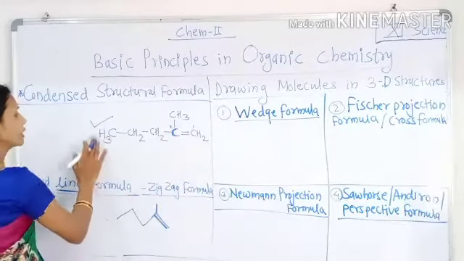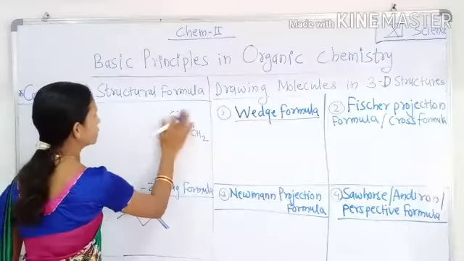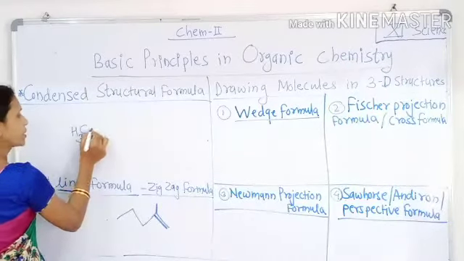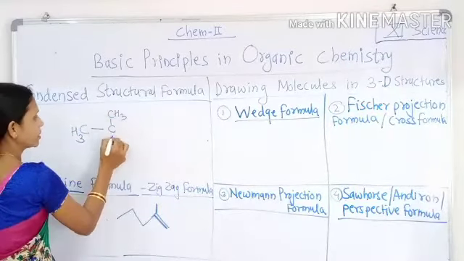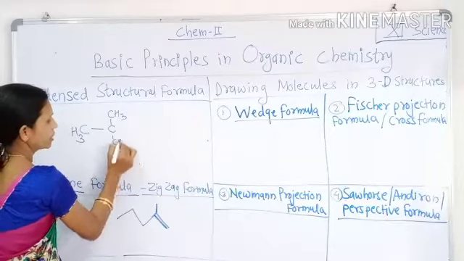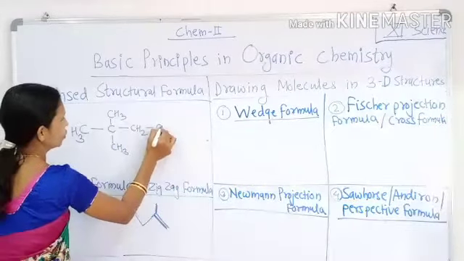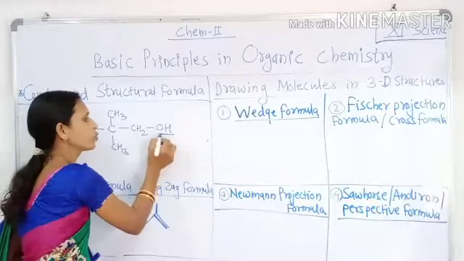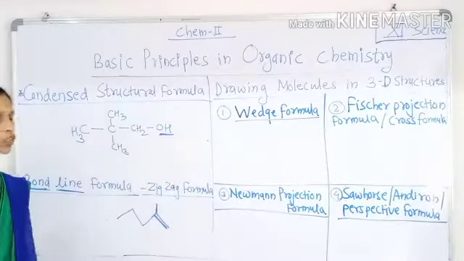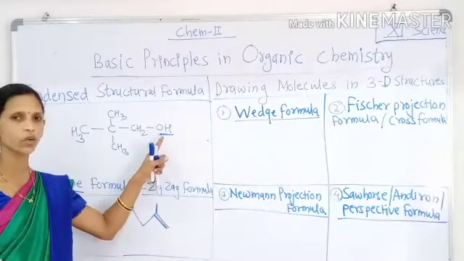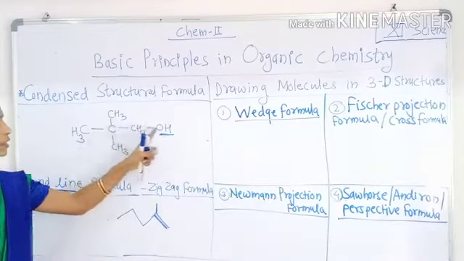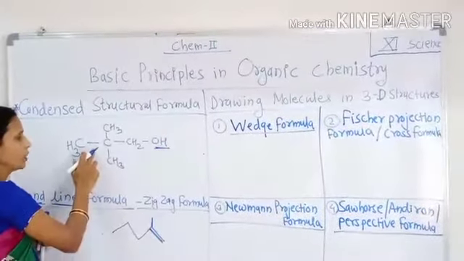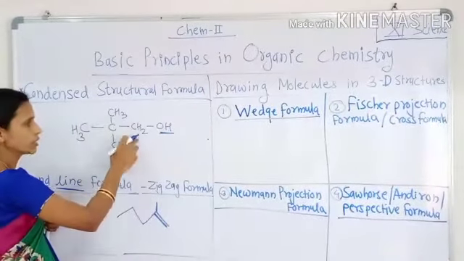Then one more example we have to take here. Suppose there is a structure, CH3, CH3, CH3, CH2, OH, like this. It is an alcohol in which the OH group is there. It is a functional group, the OH functional group, that is the hydroxyl functional group present in this compound. That means it is an alcohol. And here I have written the condensed structural formula for this alcohol.